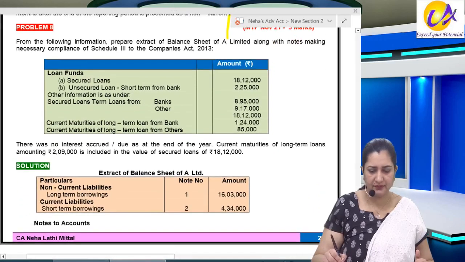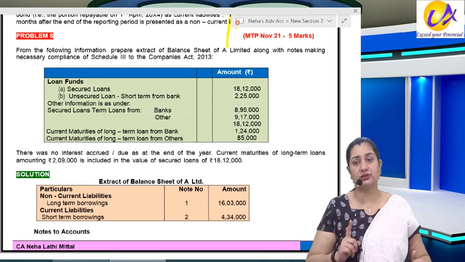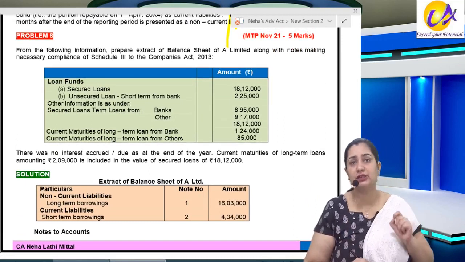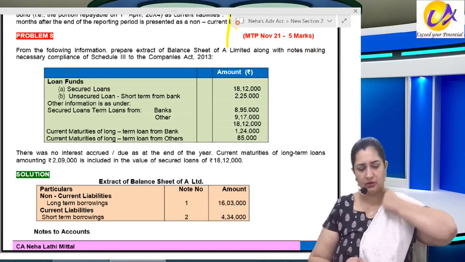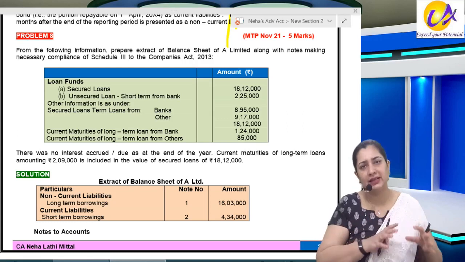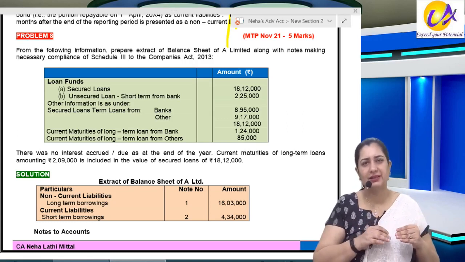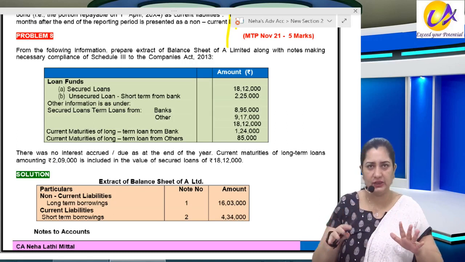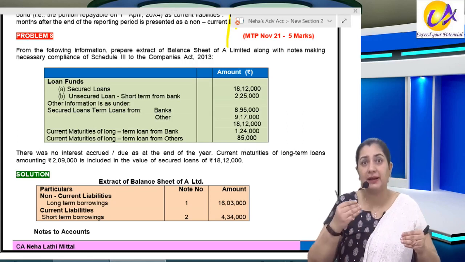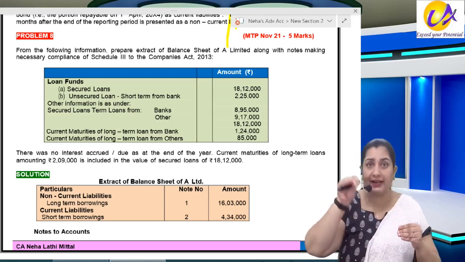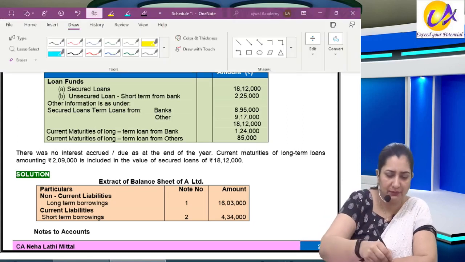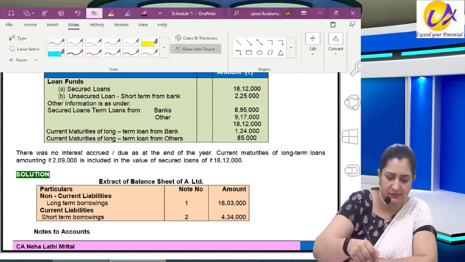Next one. MTP question. We will have to solve this in your notebook. Okay. See, some answers are given, but still, which are very easy, we will directly see. Which is more thinking, exam oriented, so we will solve it again in the notebook. Problem number 8. Let us understand.